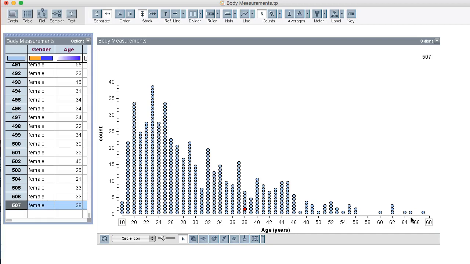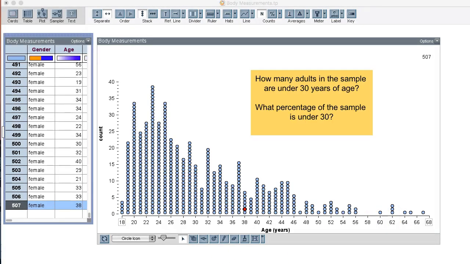But a dot plot is not good for answering questions like these. How many adults in the sample are under 30 years of age, or what percentage of the sample is under 30 years of age? It's difficult to answer these kinds of questions with a dot plot because we can't easily count up the number of individuals in any given interval. For example, how many people are under the age of 30? Geez, I don't know. A lot of them. So in this case, a histogram is a better choice when we want to find counts and percentages.